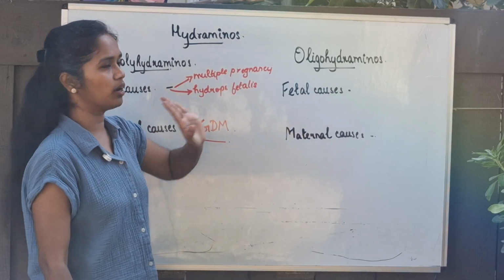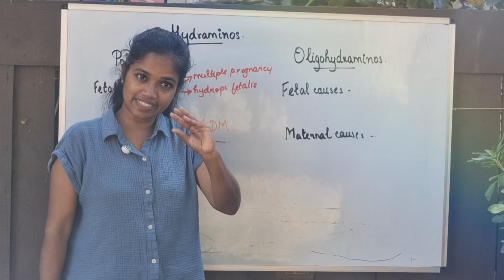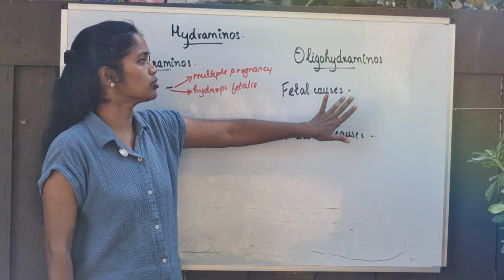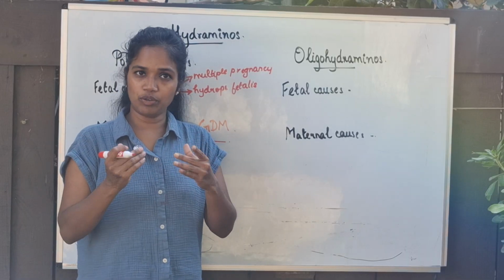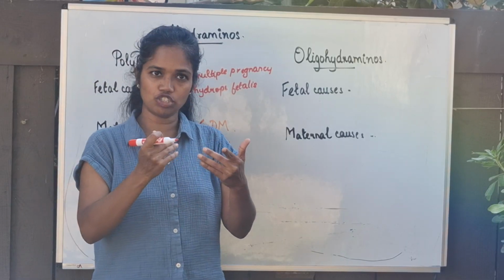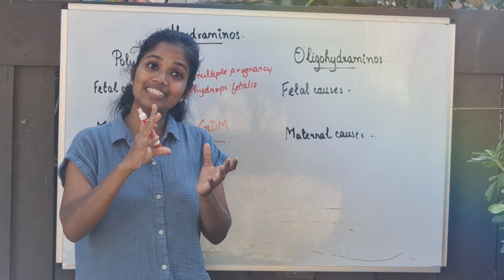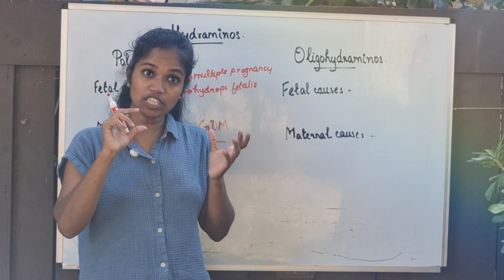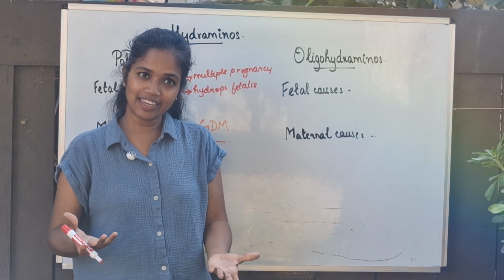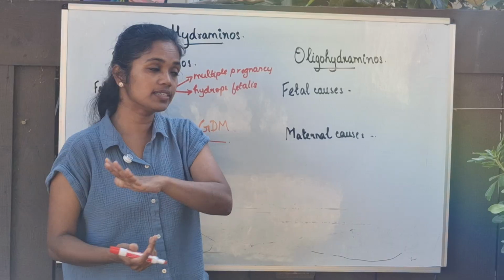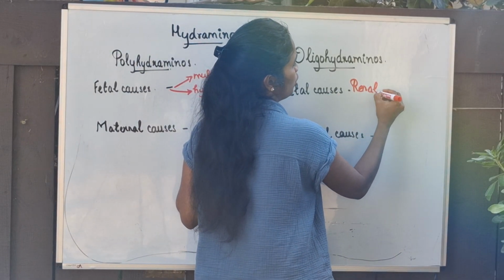What about oligohydramnios? What is oligohydramnios? When the amniotic fluid is less, then that is oligohydramnios. What about the fetal causes? What causes oligohydramnios? We know that it is the urine that is produced by the fetus which is necessary for the amniotic fluid. But when there is renal agenesis, that is the urine is not being produced by the kidney because the kidney itself is agenetic as a part of the Potter sequence. Therefore, renal agenesis is one of the important causes for oligohydramnios.